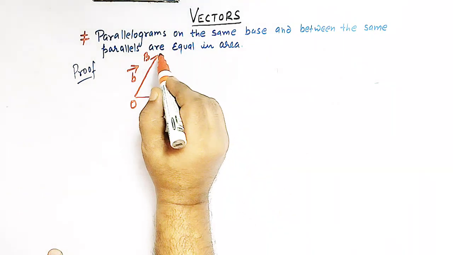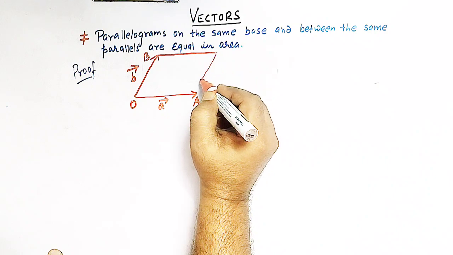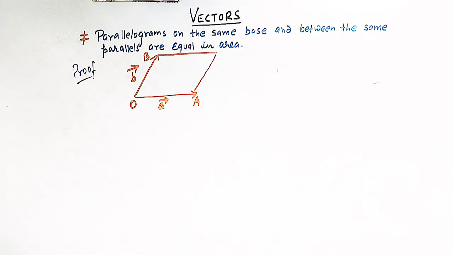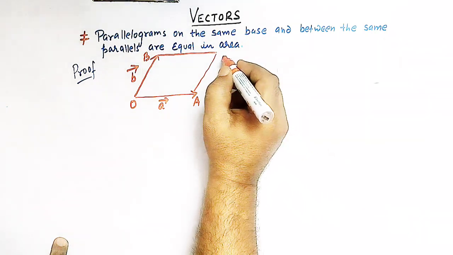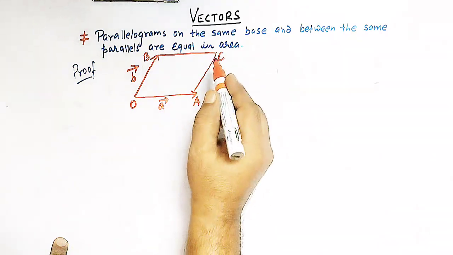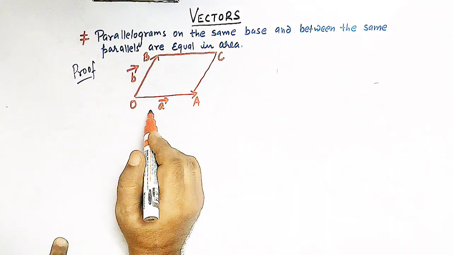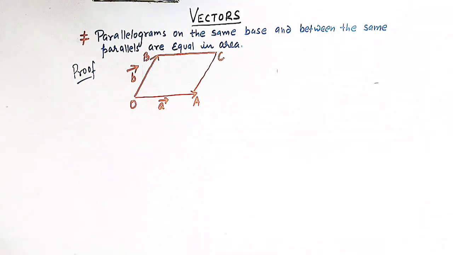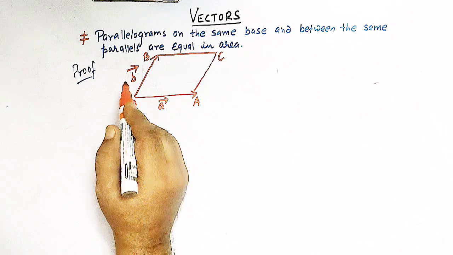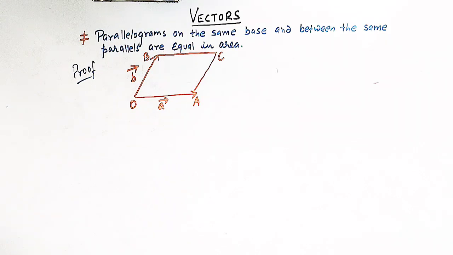So let us complete this parallelogram. So here we have this parallelogram, right? And this point may be taken as C. So we have the parallelogram OACB, where the adjacent sides are represented by the vectors A and B, and this point O may be taken as origin.